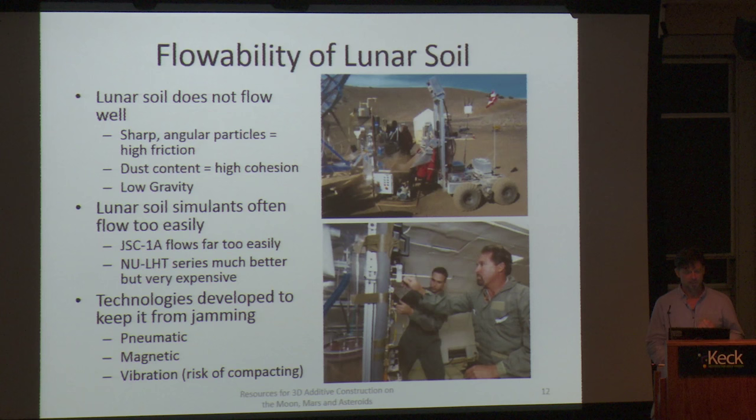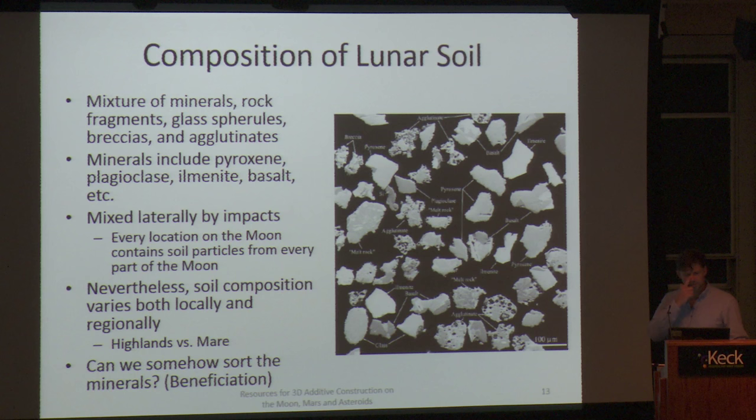The composition of the soil, it's a mixture of minerals, as I've already mentioned, with lateral mixing through impacts. Nevertheless, there are local and regional variations in the regolith. But you can see this picture. There's plagioclase and pyroxenes and basalts and glass all mixed together. Now, if you want a specific mineral because you want to do a specific chemical process to get aluminum, perhaps, you might ask, well, can we beneficiate this? Can we sort the sand grains to get all one mineral? People have worked on this.